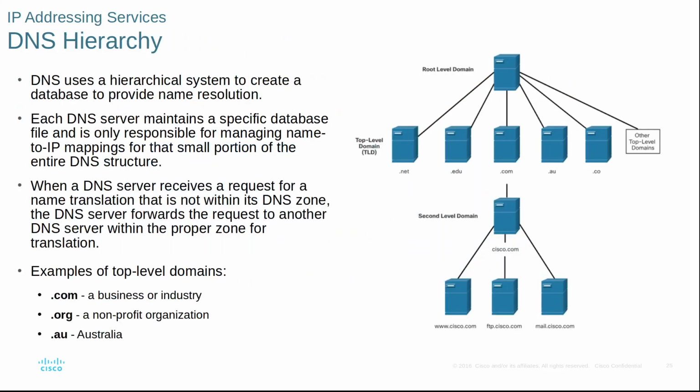Now, DNS uses a hierarchical system to create a database and provide name resolution. Each DNS server maintains a specific database file, and it's only responsible for managing the name to IP mappings for that small portion of its DNS structure. When a DNS server receives a request for name translation that's not within its own zone, it forwards it to another server with the proper zone for translation.